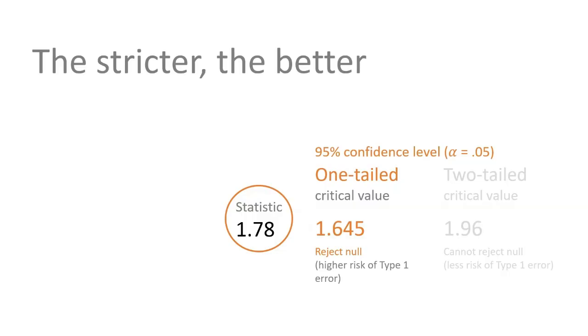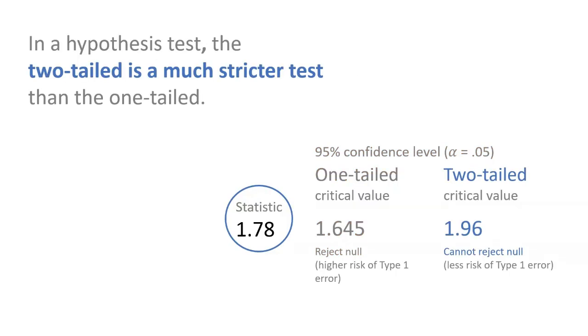Because we have a low critical value, we have the possibility of increasing the risk of a type 1 error or a false positive. But what happens if we use a two-tailed 95% confidence level? The critical value becomes a higher 1.96. This means our statistic of 1.78 does not yet pass the critical. This is the beauty of a two-tailed test. It becomes much stricter as compared to the one-tailed.